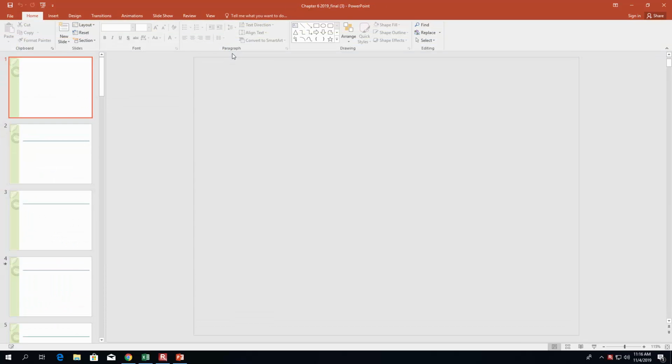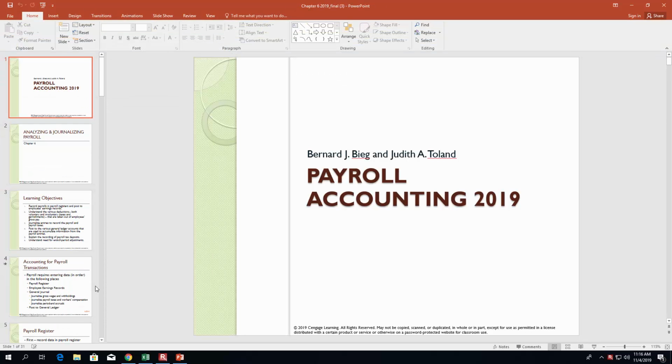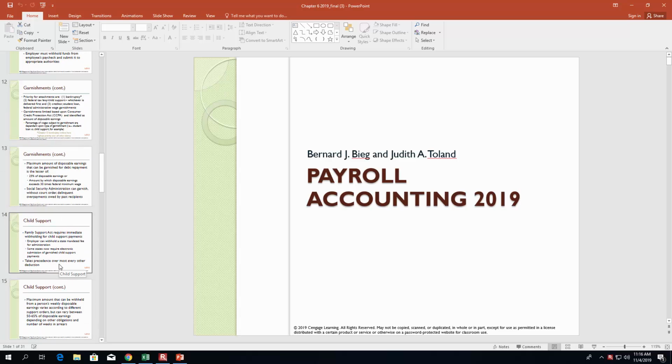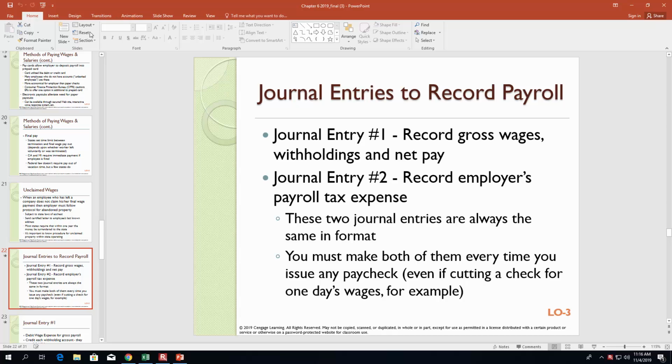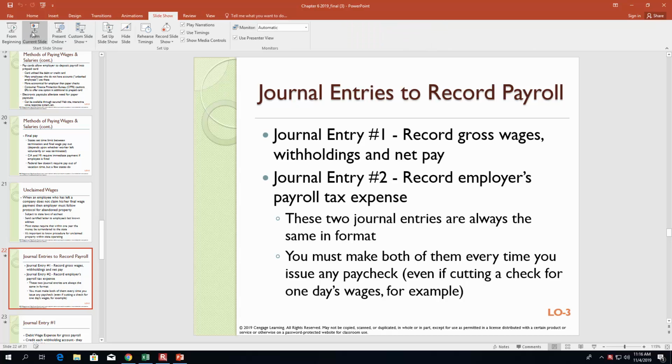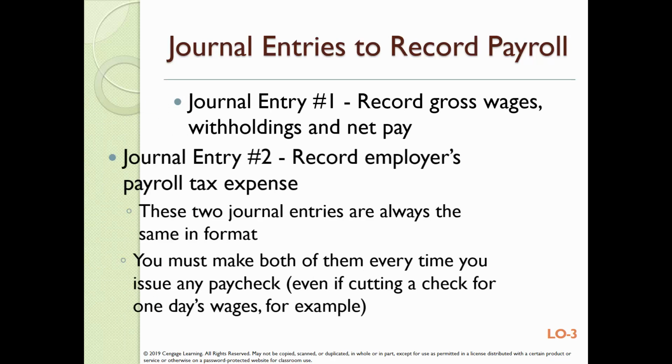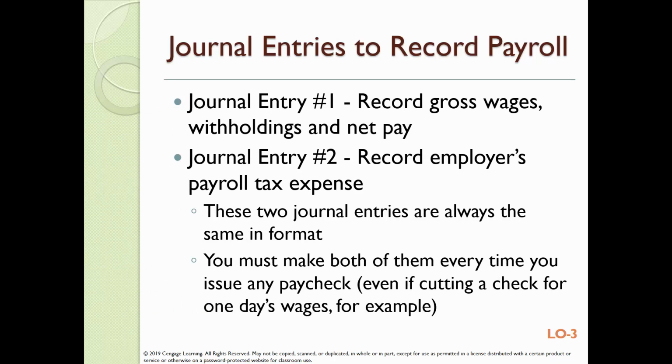The cash is part of the gross wages. So I record the actual payroll, and then what do I have to do? I have to record the employer's payroll taxes. And these two journal entries are always the same in format. You must make both of them every time you issue any paycheck.